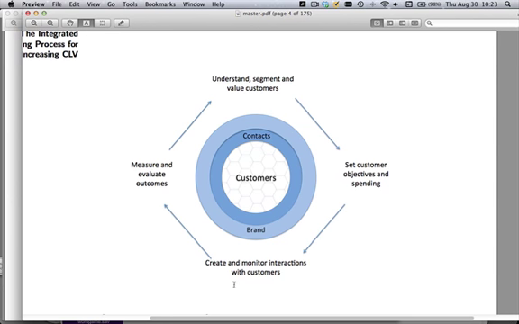Then we go off and we create interactions. We do marketing stuff to them. The fourth step is absolutely critical. It's the measurement. In essence, that fourth step is: prove to me that what you're doing is working. That's something that advertisers have traditionally had a real hard time doing. Direct marketers have been better at it. So prove to me that it's working.